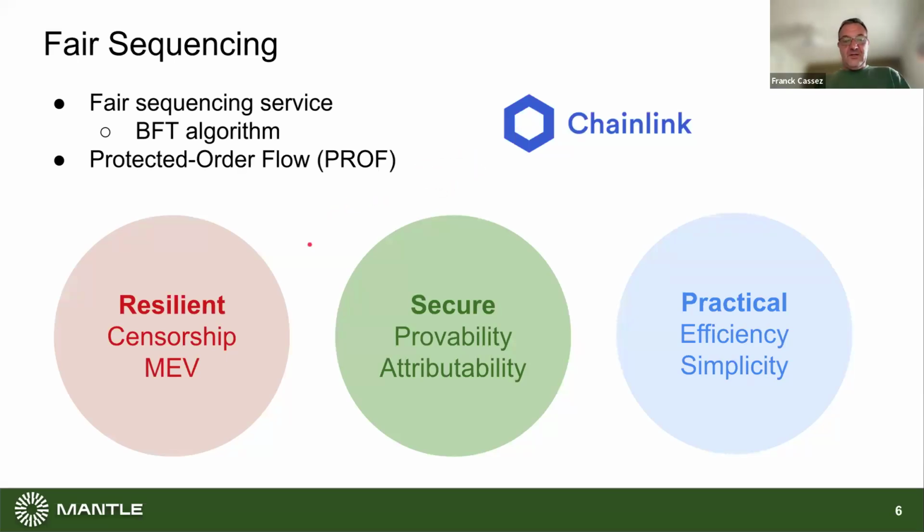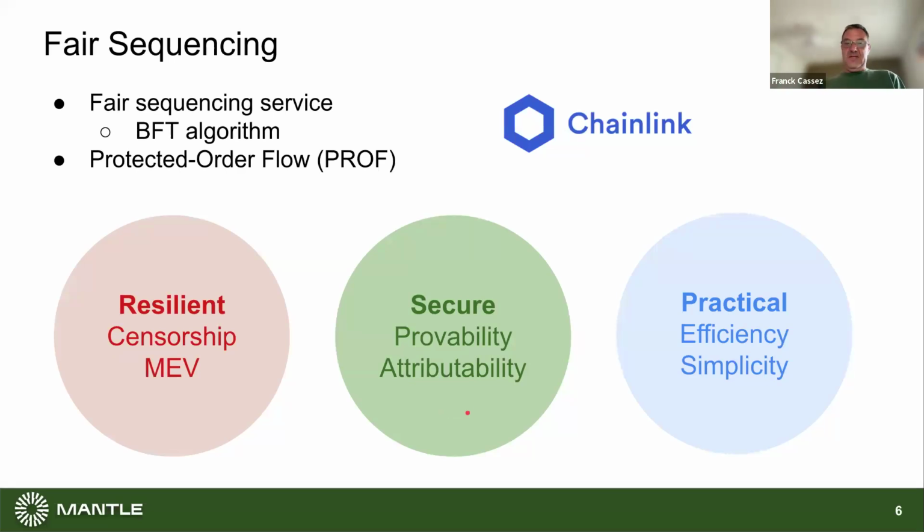So what we are after is to build a system that is resilient to censorship and MEV attacks, that is secure, so you can prove that the transactions have been executed in the order that was decided by the agent in charge of the decision of the ordering. And also we would like to have what's called attributability. If something goes wrong in the system, so the transactions are not executed properly, there's censorship happening and so on, we would like to be able to blame the agent in charge of this issue and slash them if they have staked some assets and so on.